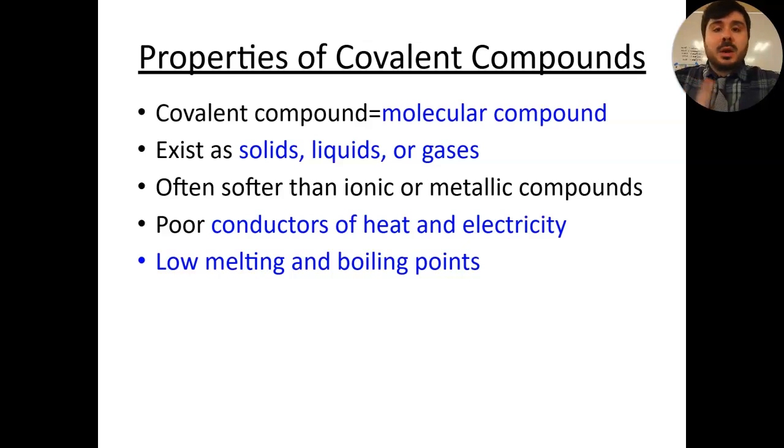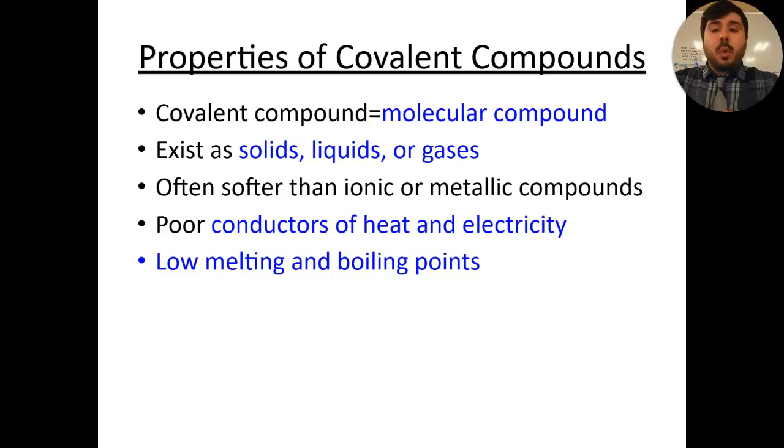So these ideas of metallic and ionic compounds being very strong and hard to break or hard to change their malleability is pretty consistent with ionic, whereas that's not so much the case with covalent molecules. They're often much softer and more brittle and easier to break compared to ionic or metallic compounds.